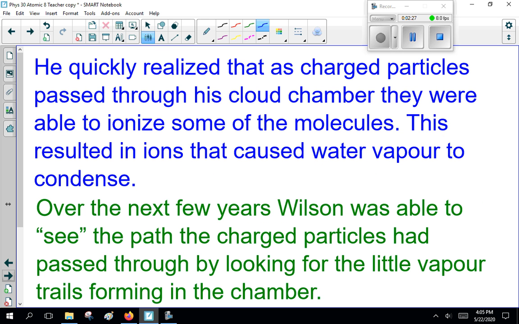Same sort of idea. He quickly realized that as charged particles passed through his cloud chamber, they were able to ionize some of the molecules. This resulted in ions that caused water vapors to condense. Over the next few years, Wilson was able to see the path the charged particles had passed through by looking at the little vapor trails formed in the chamber.